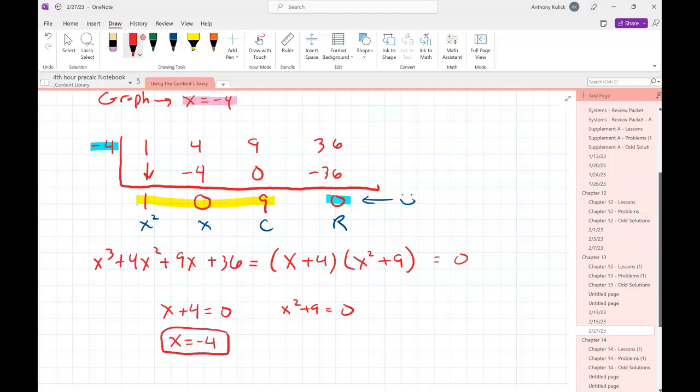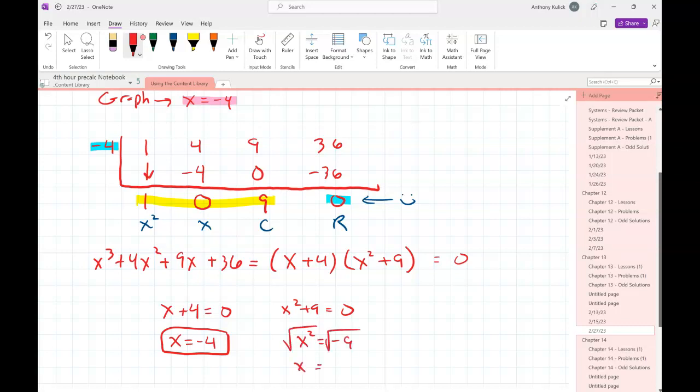So I can solve x plus 4 equal to 0 just by subtracting 4 from both sides. Well, Mr. Kulik, no kidding, -4 is a 0. I knew that already. Cool your jets here, guys. Cool your jets. How am I going to solve x squared plus 9 equal to 0? How do you want to do that? Okay, we can subtract 9 from both sides and then square root both sides.